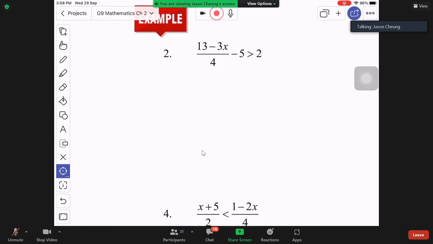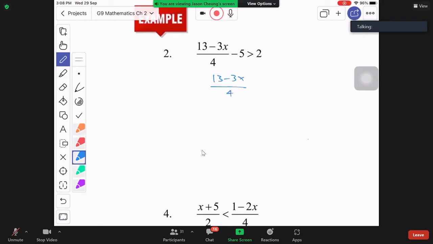First of all, we will try to move the 5 to the right-hand side first. Therefore, it means that we are going to add 5 on both sides. Therefore, it is 7. Very easy, just like the inequality, just like the normal equation. And then we multiply by 4 on both sides.